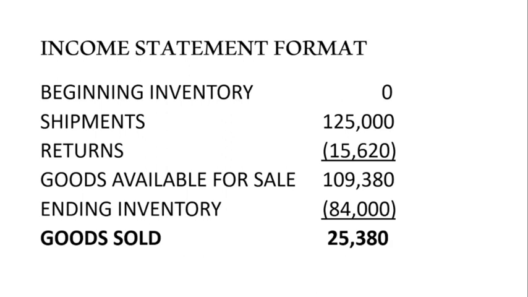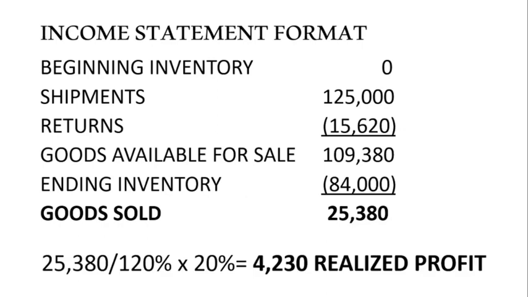Then we deduct the returns, 15,620. And that will give us the goods available for sale of 119,380 minus the end inventory, which means that the goods sold for the period is 25,380. And from this 25,380, we will now work back the realized profit related to that. And so 25,380 divided by 120% times 20%, and so we have 4,230 realized profit.